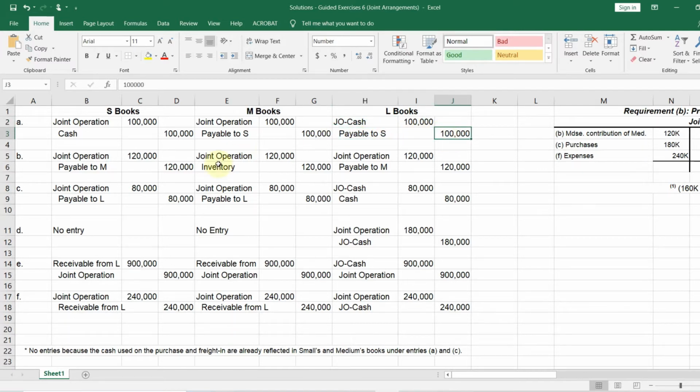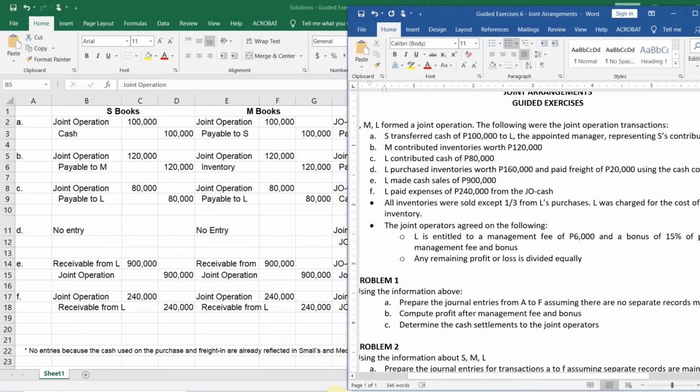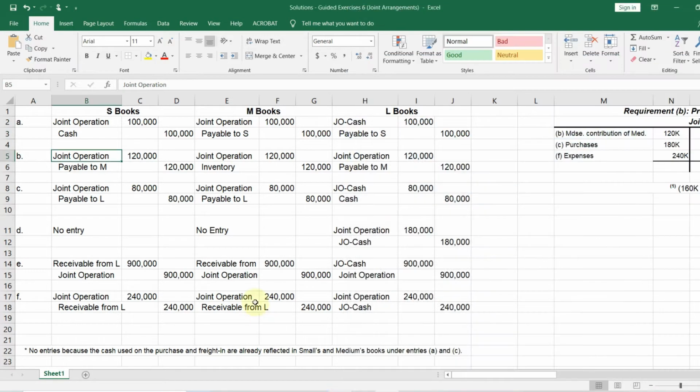Okay, next transaction, M contributed inventory. So, nag-contribute daw si M. Sa books ni S, merong personal account si M. So, debit joint operation, credit payable to M, 120,000, the amount of the inventory. Sa book ni M, debit JO, credit inventory, nabawasan sa kanya ang inventory kasi binigay niya kay joint operation. And then, for the books of L, it's just debit joint operation, credit payable to M, 120,000.